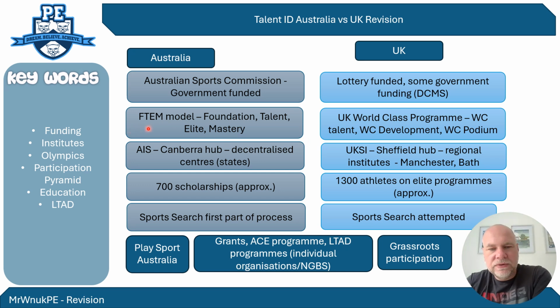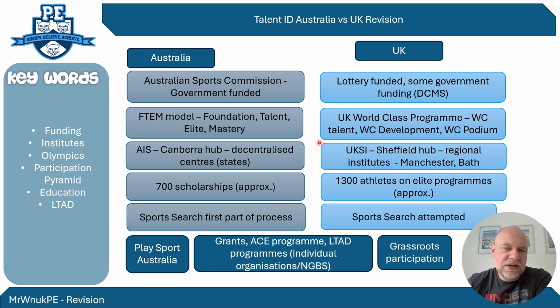The Australians have a talent identification model called the FTEM model: Foundation, Talent, Elite and Mastery. That's their equivalent of the performance pyramid. The foundation is the grassroots level, the talent is the equivalent of the participation level, the elite is the equivalent of performance, and then mastery is their elite level. Whereas in the UK we have the UK World Class Program, in 3 stages called World Class Talent, World Class Development and World Class Podium, and that's really only focused on athletes who potentially will medal at the Olympics. So the money is targeted on people who we think will medal at the Olympics and big sporting events. So there's a difference in the structures.